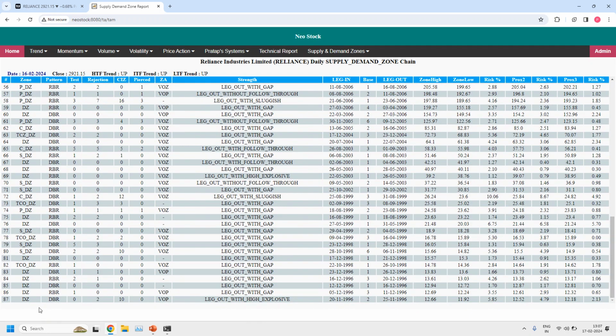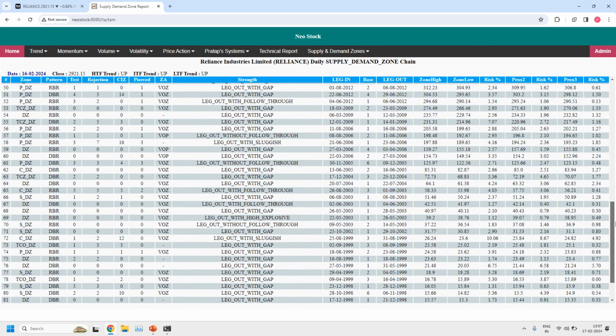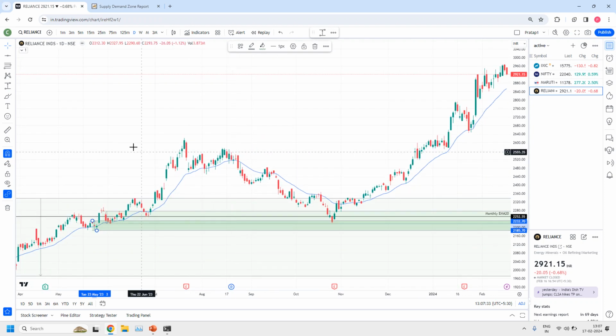See here, the last zone, 87, is in the year 1996. There is a Reliance zone. That's why I told you it will analyze from the year 1994 till date. It will display all the zones. And in that, what is the leg out candle?